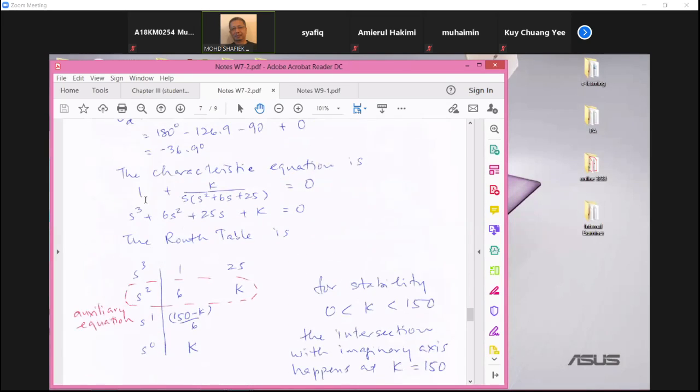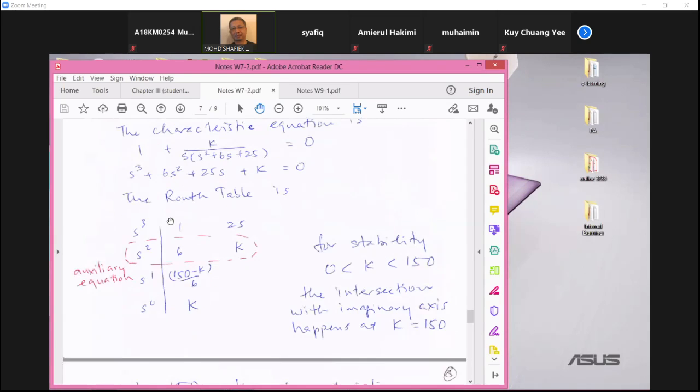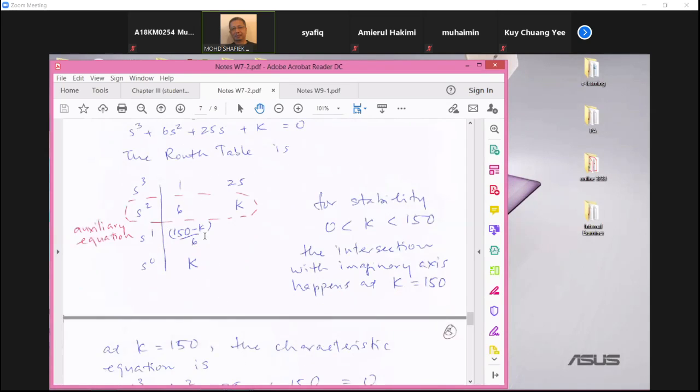The characteristic equation is just 1 plus the open loop transfer function equals 0. So this is the open loop transfer function, and then you can expand. This is going to be a third order polynomial, and then you develop the Routh table, and you can see that when K is equal to 150, the system becomes marginally stable. So you want to find the root when K is equal to 150.